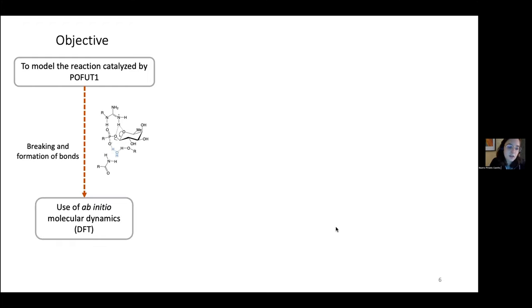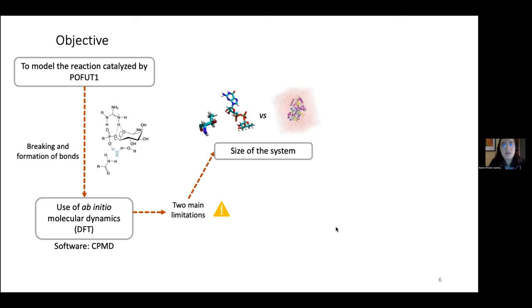In our case, we used ab initio molecular dynamics, specifically with DFT, and we used the software CPMD. Ab initio molecular dynamics has two main limitations for the study of enzymatic reactions. One of them is the size of the system. Usually in this type of simulation, we can simulate hundreds of atoms, and an enzymatic complex can have tens of thousands or even hundreds of thousands of atoms.